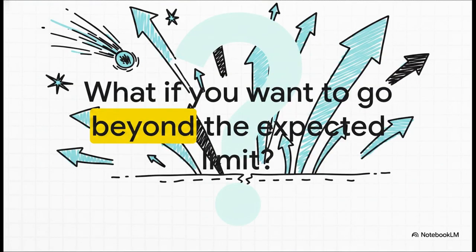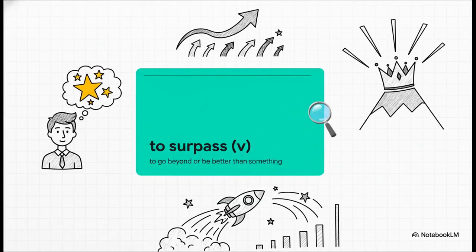So we've improved things, we've rebuilt them. But what if your goal isn't just to meet the standard? What if you want to totally smash expectations and go way beyond? For that, you need the verb to surpass. To surpass something means to go beyond it, to be way better than it. A fantastic example is when a student's project is just so incredibly good that it manages to surpass the teacher's highest expectations. It's on a whole other level.